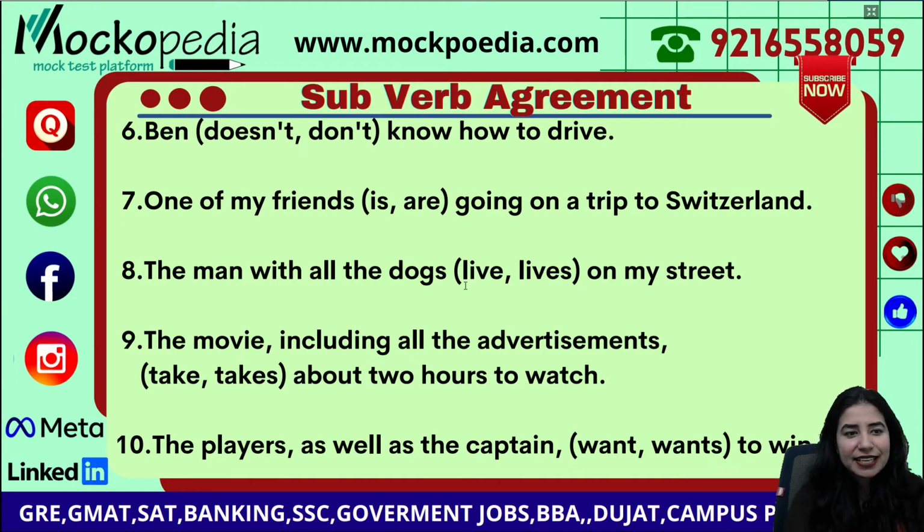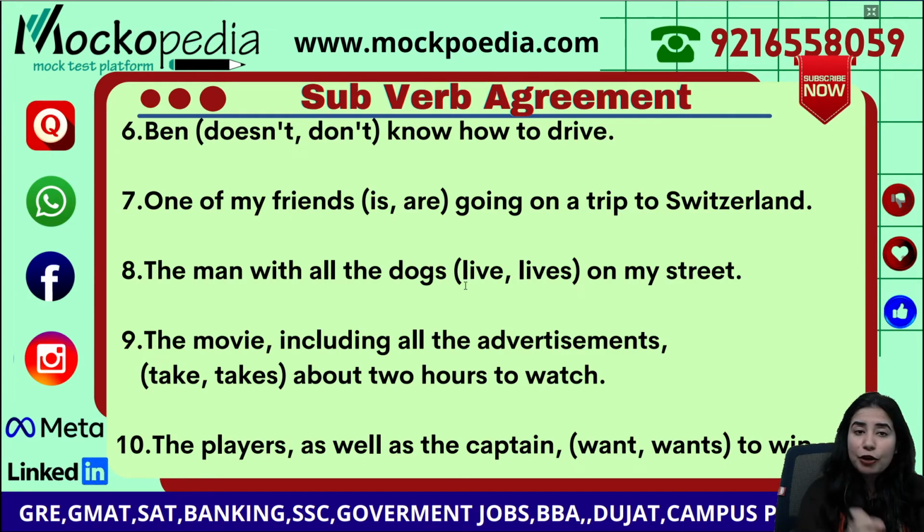So let's get started. Let's try and discuss these 5 questions which are there on the screen. Let's begin with the first one. Ben, you have to choose between doesn't and don't know how to drive. As I said, whenever we are going for a singular subject, we are going to use doesn't, which is a singular verb. And if you're going for a plural subject, we are going to pick don't, which is a plural verb. So Ben does not know how to drive. Why? Because Ben is singular. So for singular subjects, we are going to use doesn't. We call it doesn't or we call it does not, however you are writing or pronouncing. Let's move to the next statement.